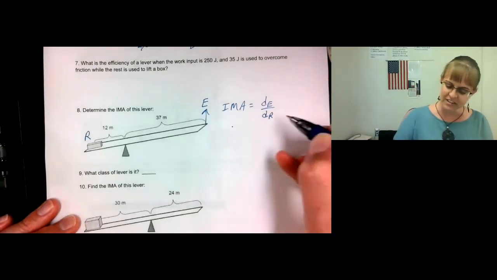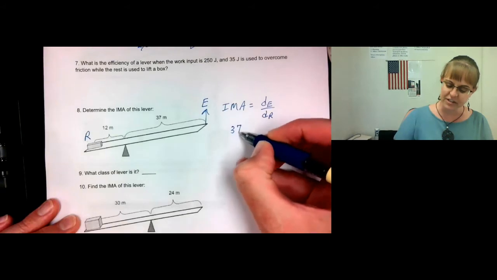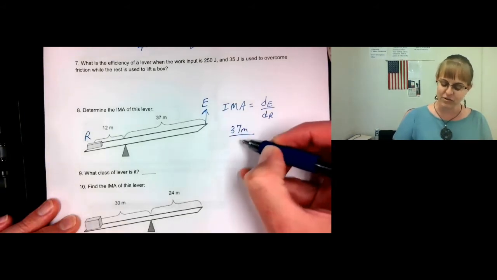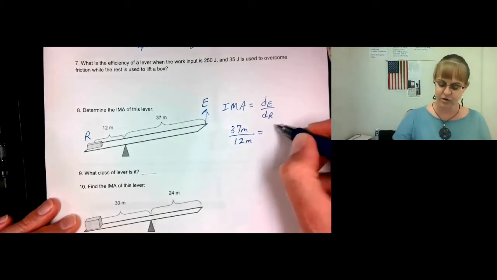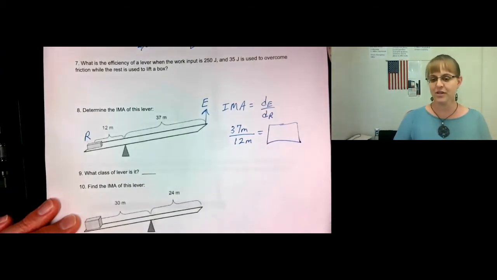So, divide the effort distance, 37 meters, by the resistance distance, 12 meters, and you'll get your answer. Remember, there's no unit because meters cancel, and this tells you how many times easier it is to use this machine than just lift it normally.